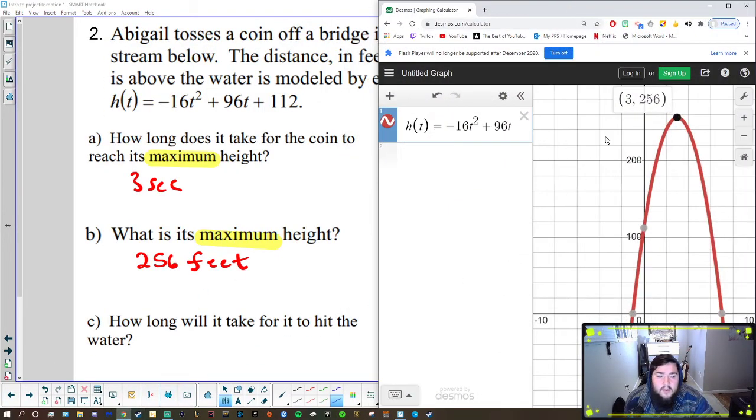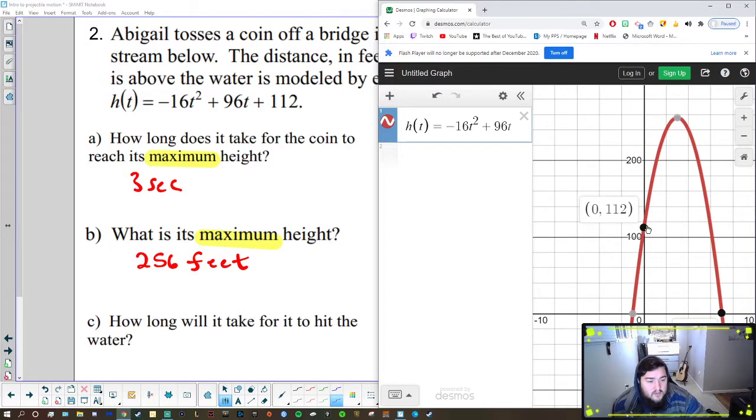So if I open up my Desmos, I have 2 zeros. I have one at -1, and I have one at 7. Now, one of these doesn't make sense. -1 doesn't make sense because we can't have a negative time. It doesn't make sense to say after -1 seconds, our coin hits the water. Okay, so this doesn't actually exist in our problem.